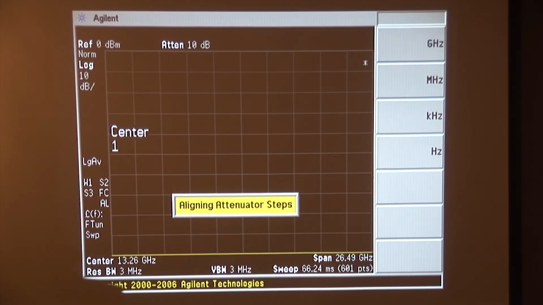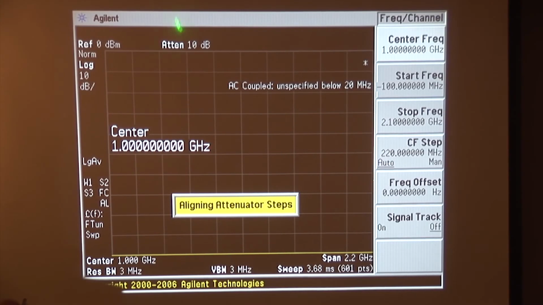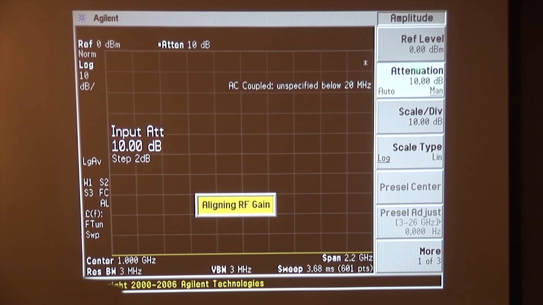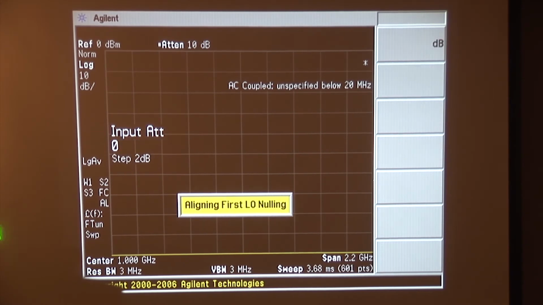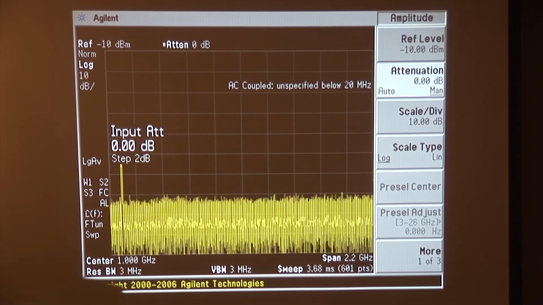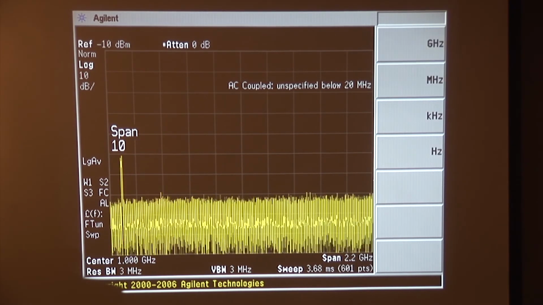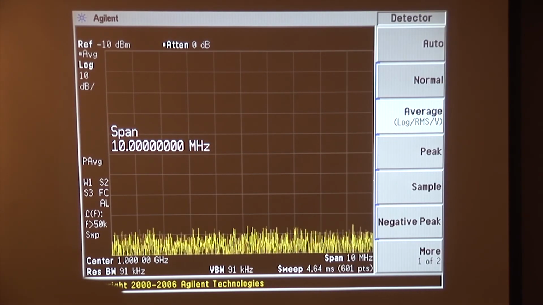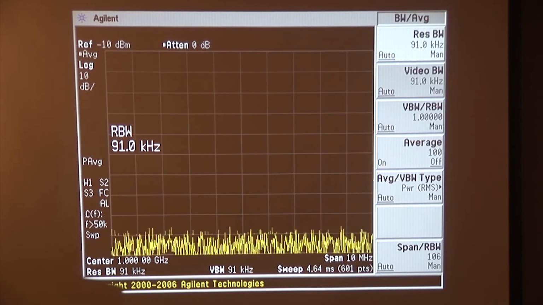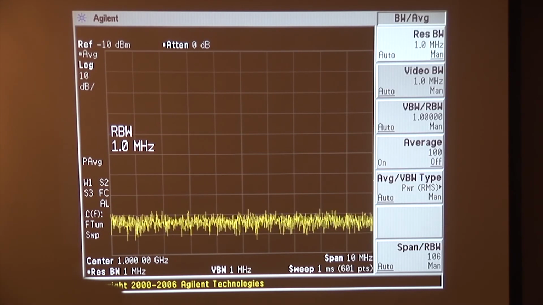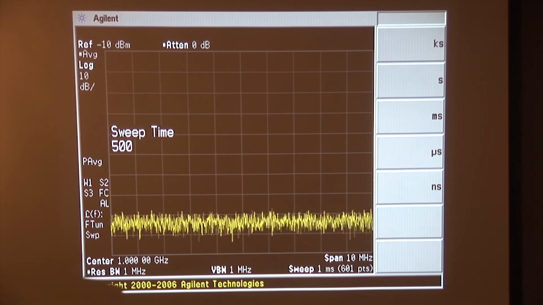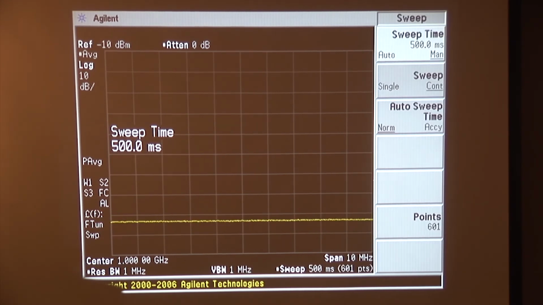The frequency for the spectrum analyzer, we'll say 1 gigahertz. The input attenuation, I'm going to go to an attenuation level of 0 dB, like so. Span, we'll make it 10 megahertz for good measure. Detection, we'll make it RMS average. Bandwidth, we'll set the bandwidth to 1 megahertz. And we're about done with our little mental checklist. We'll set the sweep time here to, say, 500 milliseconds. That might be a little slow, but that'll be all right. Okay, so we just went ahead and did our quick setup.